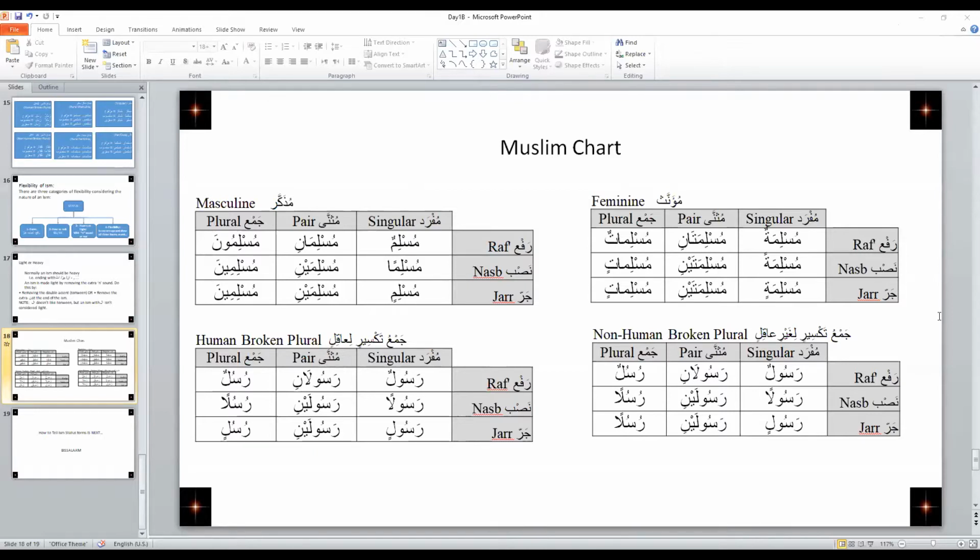So that you will be able to identify the ending sounds and ending combinations in order for you to be able to grasp what we have discussed today.